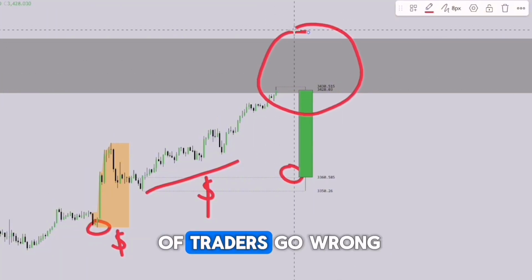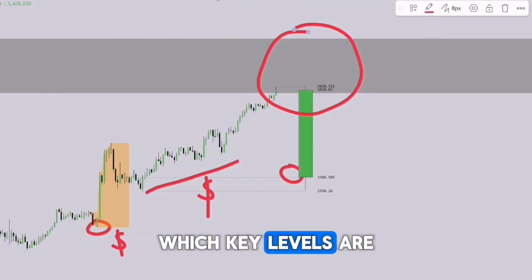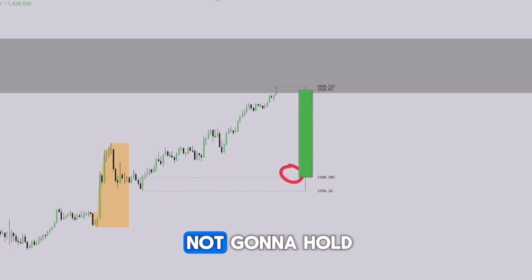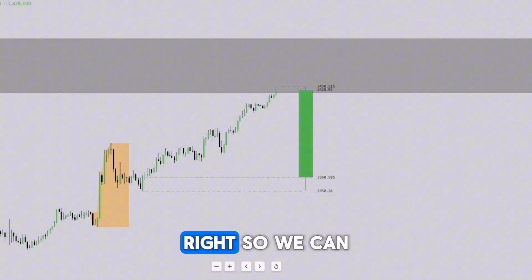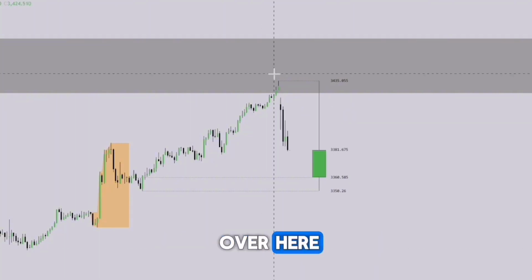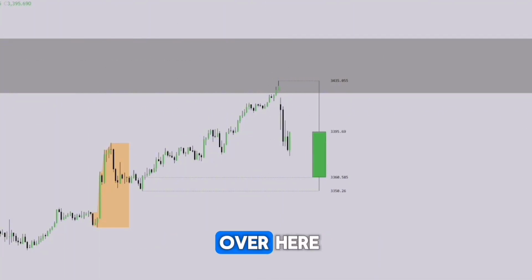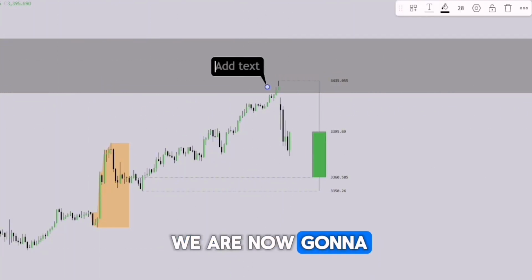But where a lot of traders go wrong is they don't know which key levels are going to hold and which key levels are not going to hold. And so this is something we're going to go over in this particular video. So we can see a large rejection over here. The question is, what is going on over here? And to answer that, we are now going to go on to order flow.